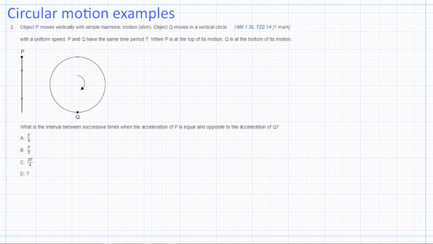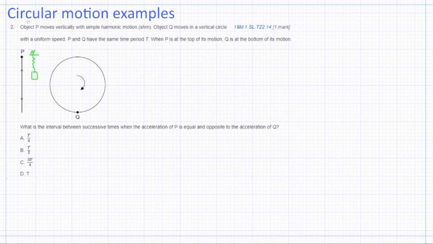So another IB circular motion example. We've got two objects which are moving. This point P is moving up and down in a simple harmonic motion. We've got point Q, which is in a vertical circle, could be a Ferris wheel, moving with uniform speed. This first one could be a mass-spring system, moving up and down. And this could be a Ferris wheel.